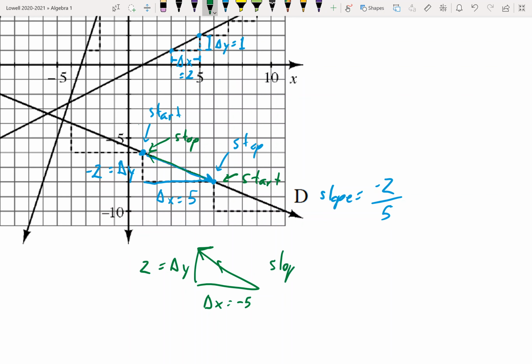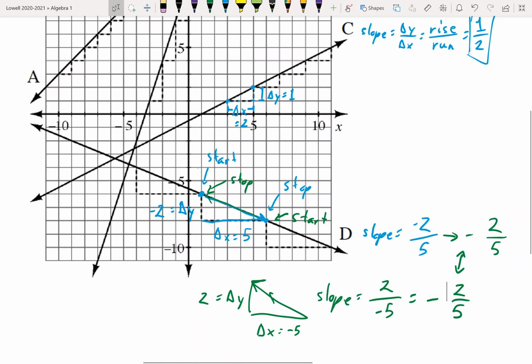And so our slope, though, would still be rise over run. So it would be 2 this time because we're rising 2 if we go backwards, but we'd be going backwards 5. And as a fraction overall, this is the same thing as just saying negative 2 over 5. So actually it does not matter if you read your slope left to right or right to left.